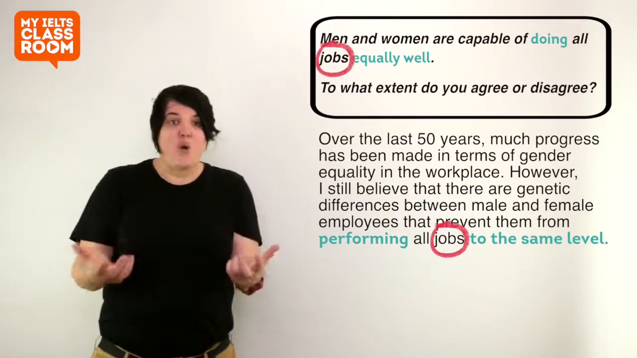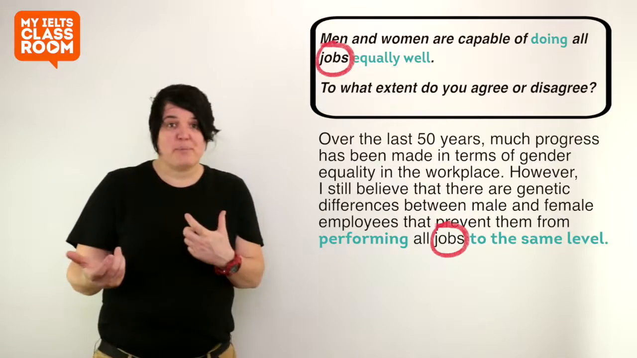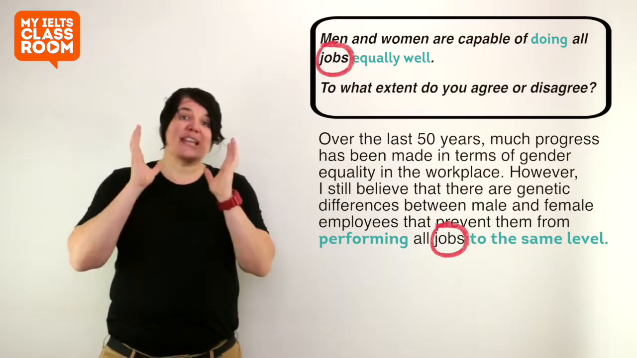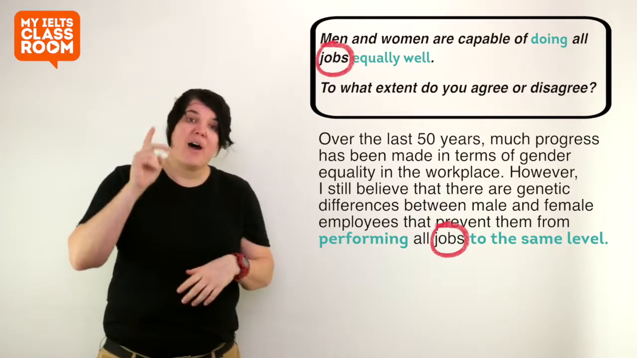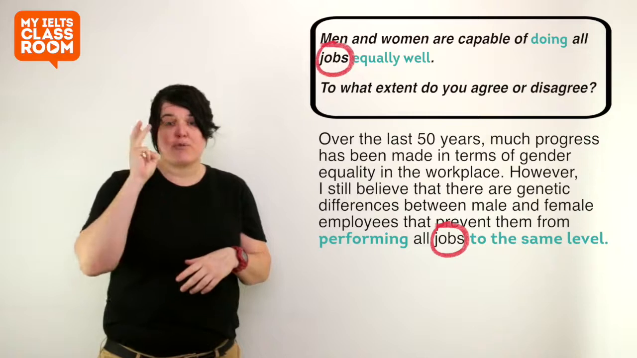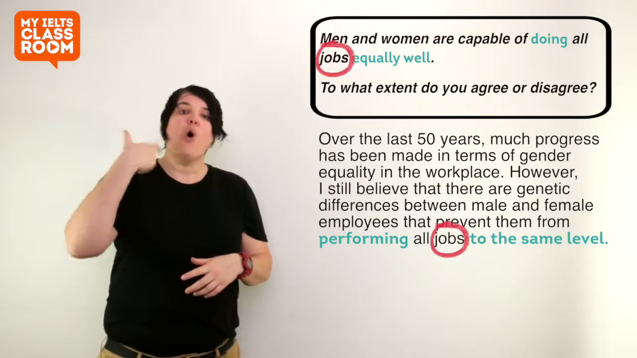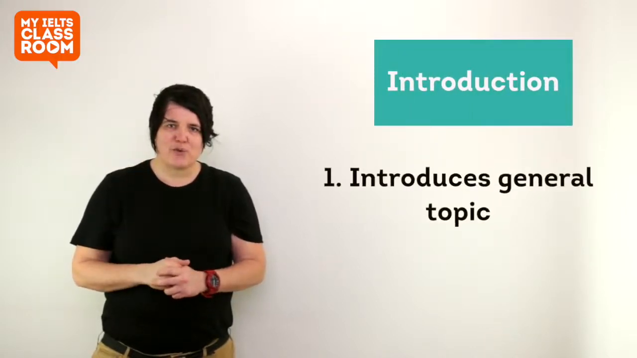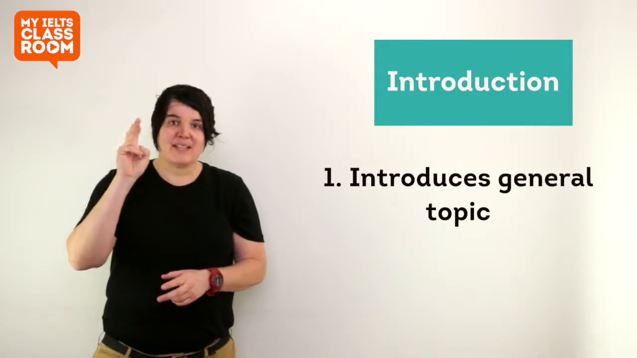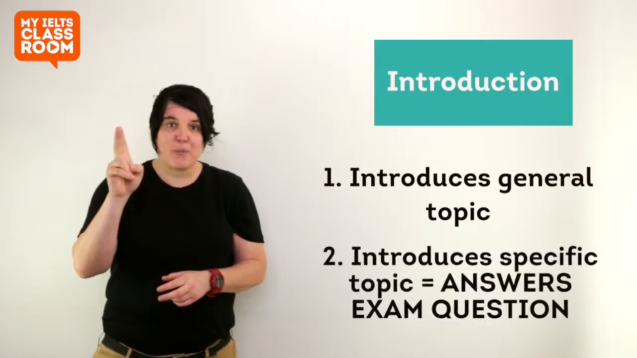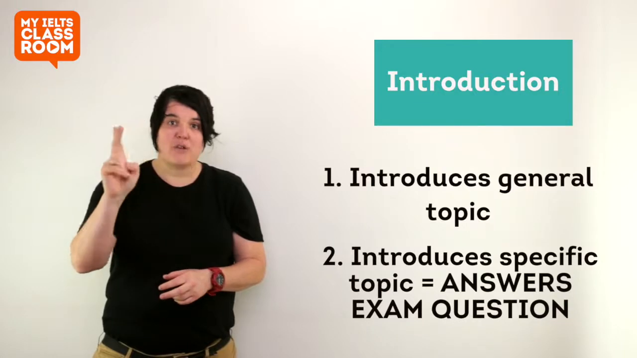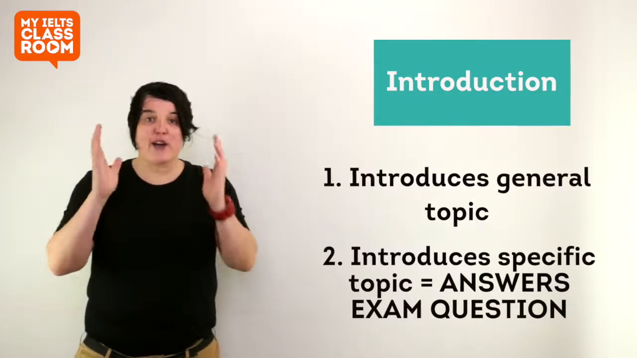Because there is no direct synonym of jobs that works here, and it's okay to use 1 or 2 or 3 words from the prompt, but not all the words from the prompt. So this is our introduction: 2 sentences, one that introduces the general topic and one that introduces the specific topic by directly answering the essay question.